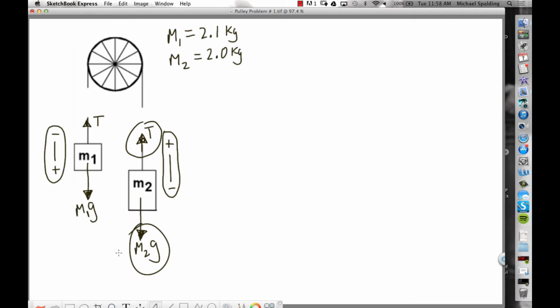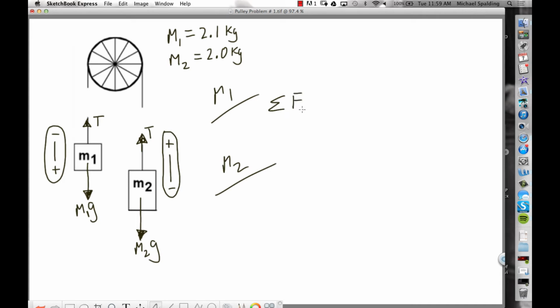Okay? But realize, what do we know about this tension and this tension? They're equal. The tensions are the same. And what else do we know about M1 and M2? The tensions are equal and the accelerations are equal. All right, so now we sum the forces. We're going to sum the forces for M1 and for M2. There are no x forces in this problem, so we're just going to focus in the y direction.